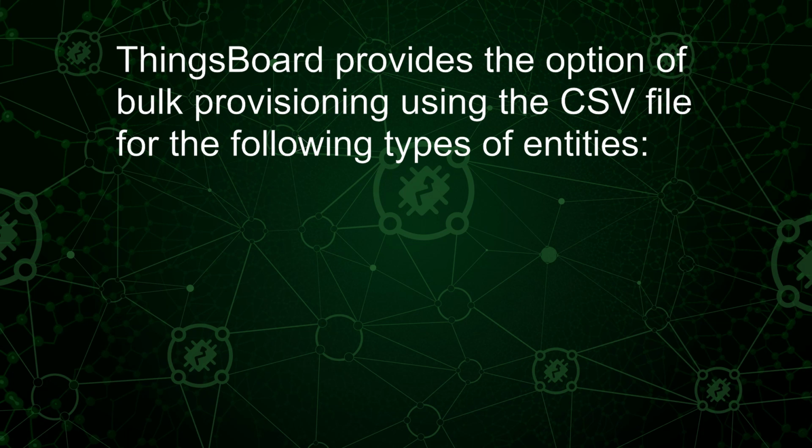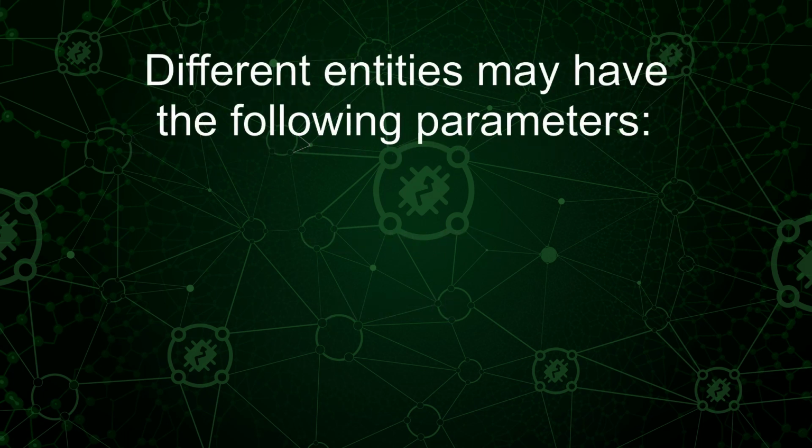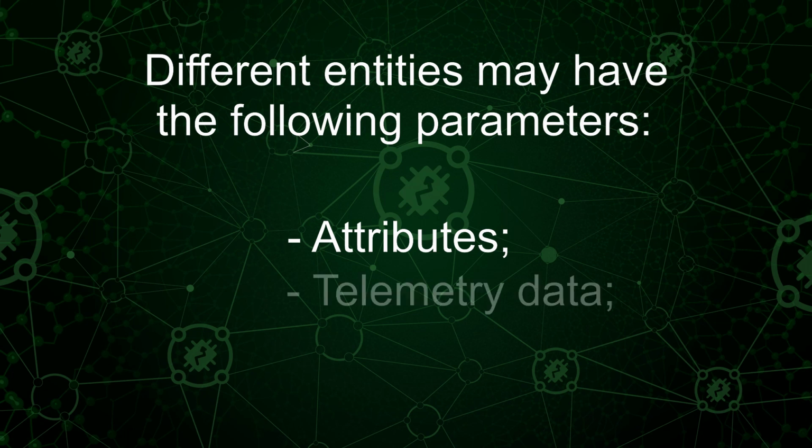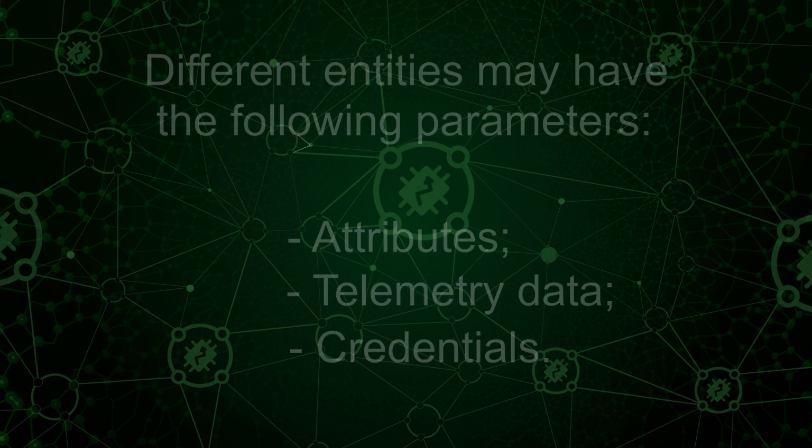ThingsBoard provides an option of bulk provisioning using a CSV file for the following types of entities: devices, assets. Different entities may have the following parameters: attributes, static or semi-static key-value pairs associated with entities, for example, serial number, model, firmware version. Telemetry data, which are time series data points available for storage, querying and visualization, for example, temperature, humidity, battery level, RSSI, etc. Credentials, used by the application running on a device to connect to the ThingsBoard server.